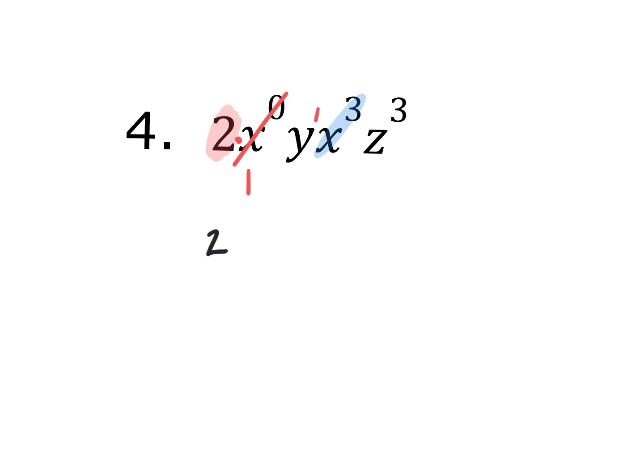I don't have any other x's, so I'm going to keep this x to the third. My next would be my y's. So when I look, I have y to the first. I don't have any other y, so I'm just going to keep this y. And you can say y to the first if you like it there, or you can just say y. And then lastly, I have my z's. And that's going to be a z to the third, so I'm going to keep that z to the third.